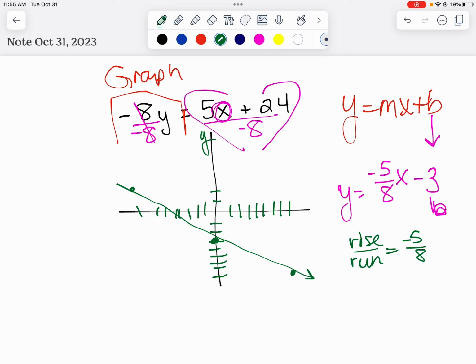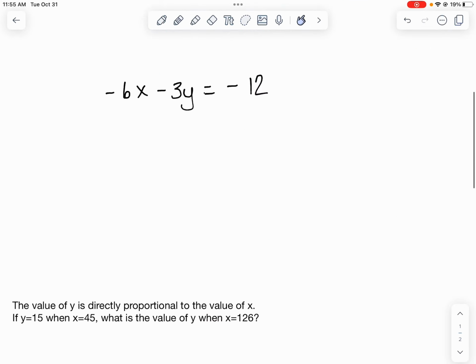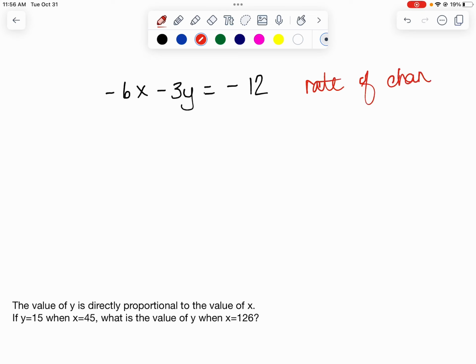Now there's 3 different kinds of questions on here. So the next one is just solve for slope-intercept form. Or no, it asks for the rate of change, sorry. The rate of change. Well, rate of change is our slope. So we need m. So we need to put it in y equals mx plus b form.